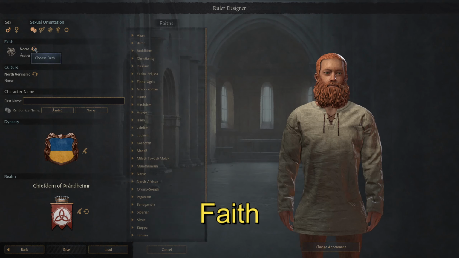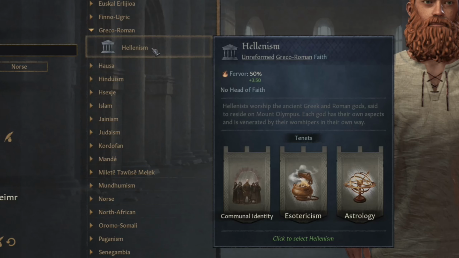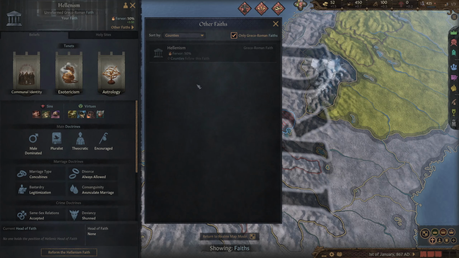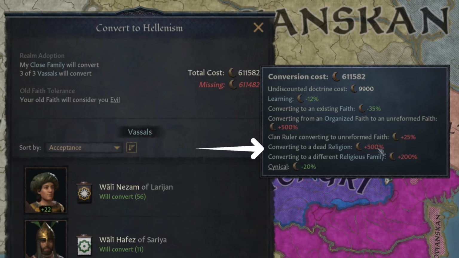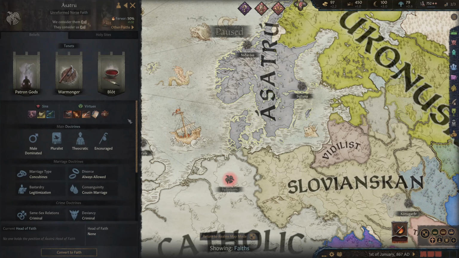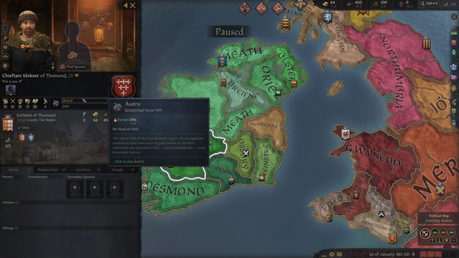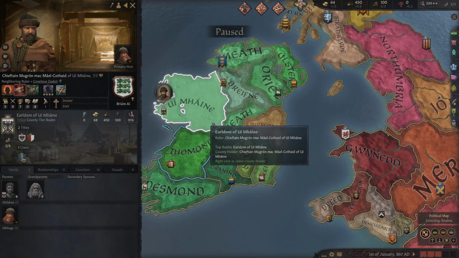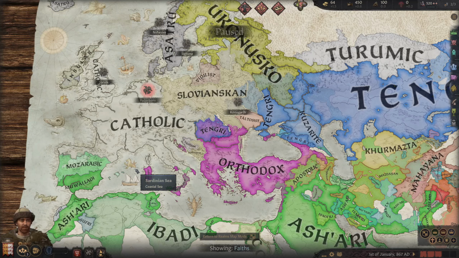For faith, we can start with the goal-based religion, like Hellenism for Roman Empire flavor. By default, Hellenism is a dead religion, meaning no counties in the world follow it, which increases the cost to convert to it. We can also pick a faith based on their tenets, like Asatru with their warmonger, which allows for continuous conquering. Although it could be strong, if you're surrounded by hostile faiths, you could be targeted by holy wars. Therefore, if you're not sure, the faith in the region you want to play is usually fine.